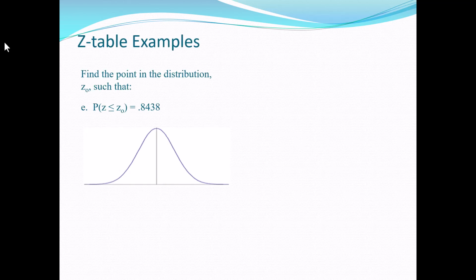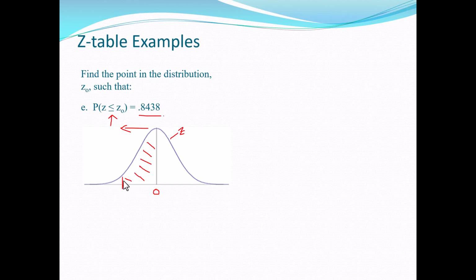Find a point in the distribution z0 such that the probability z is less than or equal to z0 is 0.8438. The toughest thing about these problems is getting them set up. How do you figure out where the z0 is? Well, I know the probability, if I shade the region over here, when I look less than or equal to 0, what do you see? Well, we know that's 0.5. I want to see more than 0.5. When I look to the left, this less than or equal to here says look below. When I look below, I'm going to see 0.8438.